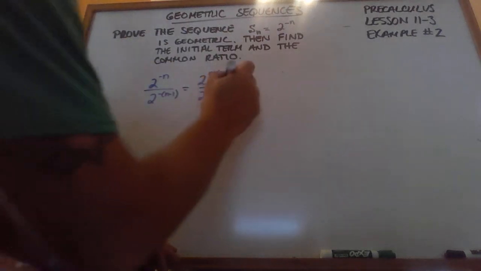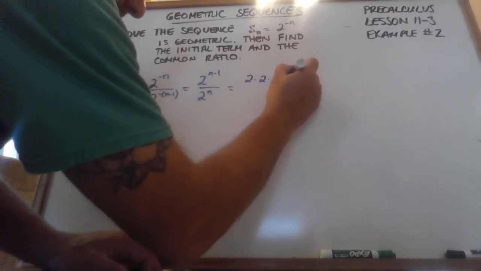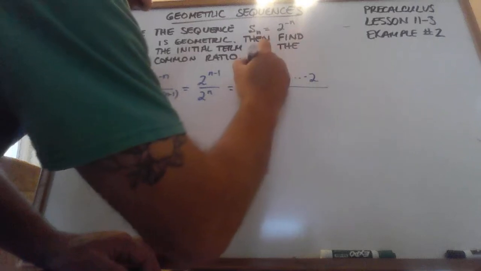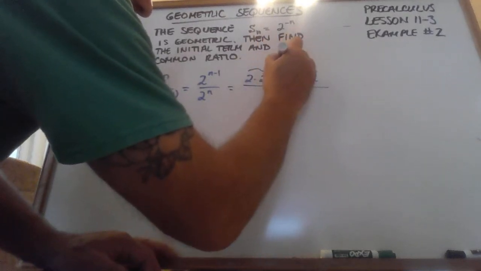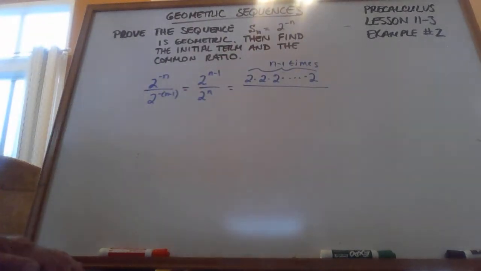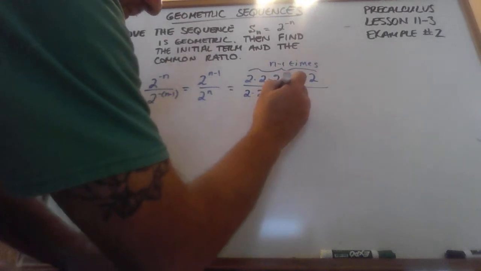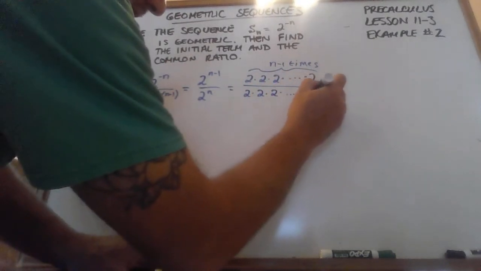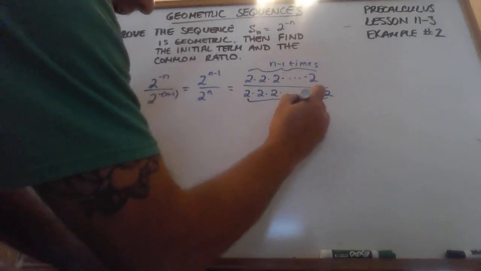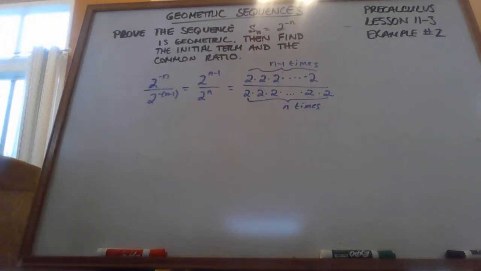Now, what does this mean? Well, this means that the top is 2 times 2 times 2 times dot dot dot times 2, n minus 1 times. And the bottom is going to be the same thing, 2 times 2 times 2 times dot dot dot times 2 times another 2, because this is n times. It's one more time than the one above it.